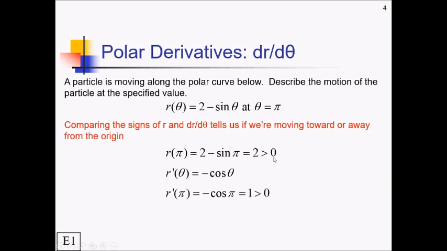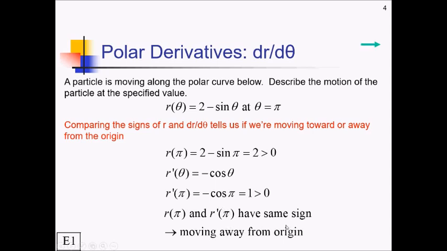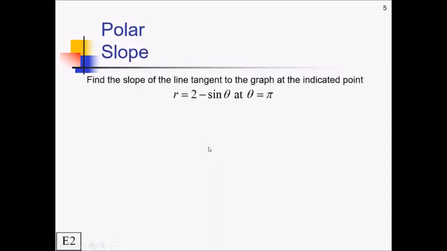So if we have a positive r value, and our rate of change is also positive in that r value, that means that we're moving away from the origin. If we have the same sign between r and r prime of theta, we're moving away from the origin. If these signs conflicted with each other, if they were opposites, then we'd be moving toward the origin as the angle increased.